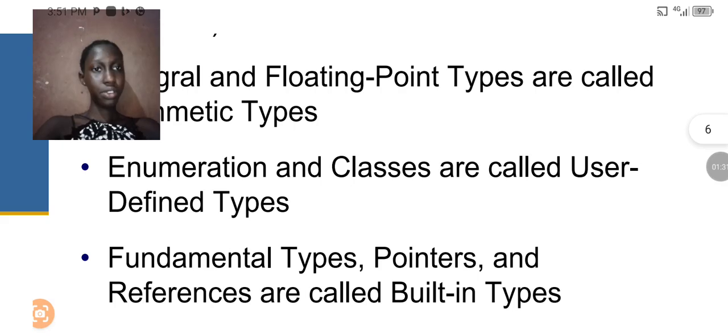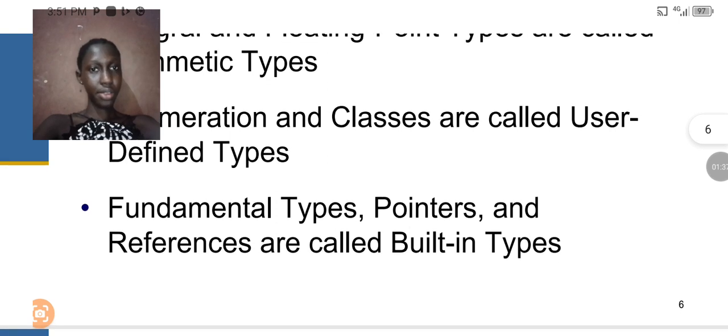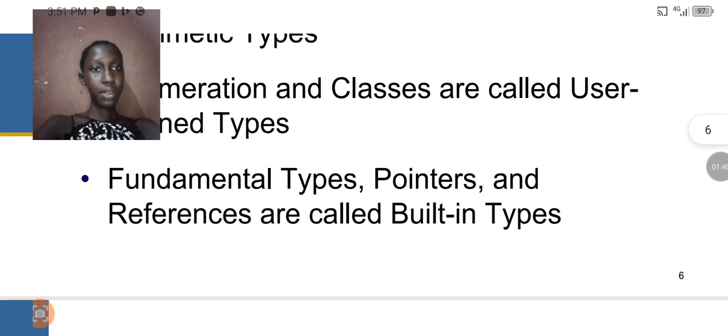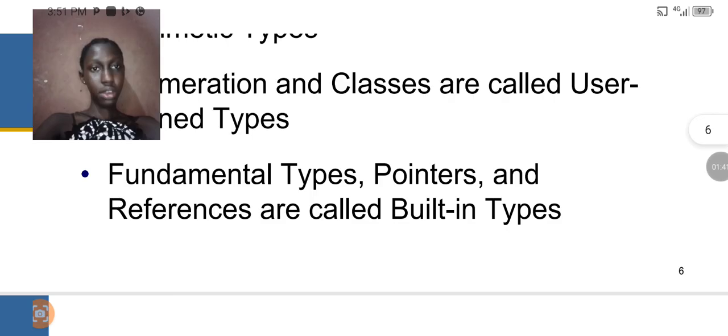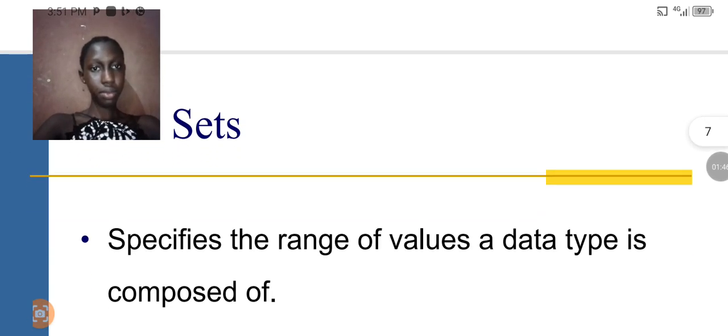The enumeration and classes are also called the user-defined types. I'll be treating that in my next video, so stay tuned. And also the fundamental types such as pointers and references. They are all called the built-in types.